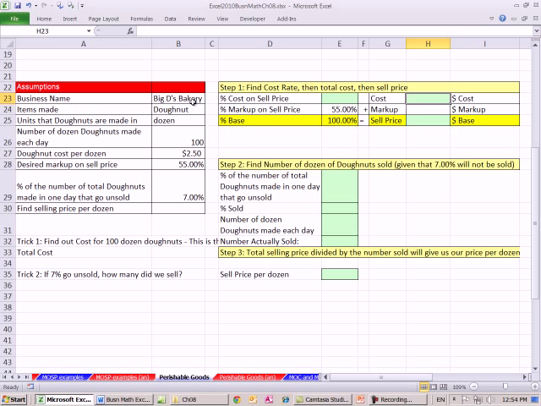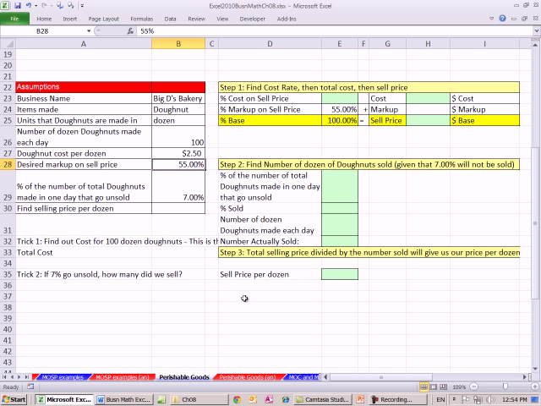Now, here's the setup. Big D's Bakeries, they make donuts. They make them by the dozen. And our goal is to calculate based on making 100 dozen. It costs us $2.50 to make 1 dozen. And our desired markup on sell price is 55%.